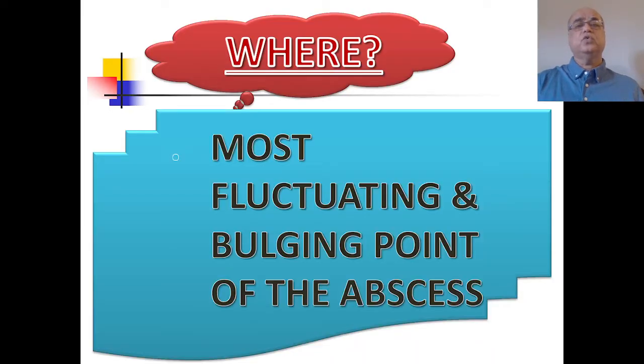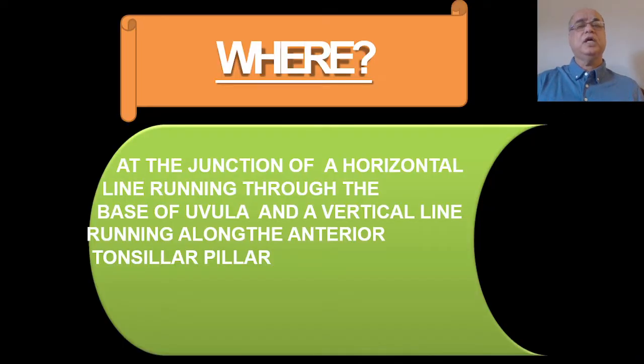So, where: the most fluctuating and bulging point of the abscess is the area or the site where we should incise it and do the drainage. Or we can go for an imaginary line, which is a horizontal line from the base of the uvula, and then a vertical line along the anterior faucial pillar, where these two lines unite. That can be another point.